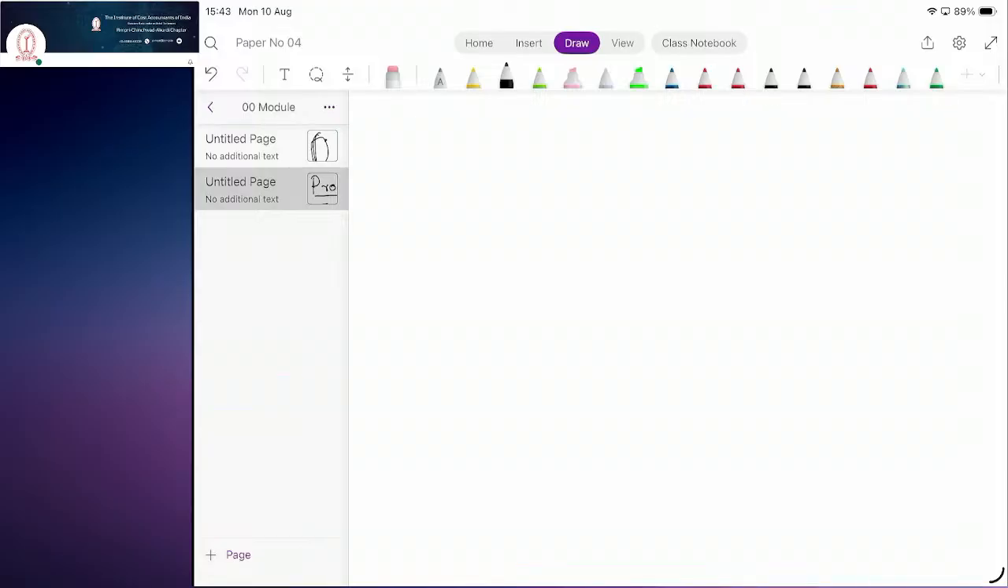Okay, problem number 21, let us solve that. Variable factor means those factors of production: A, which can only be changed in the long run, B, which can be changed in the short run, C, which can never be changed, and D, both A and B. What is the answer?